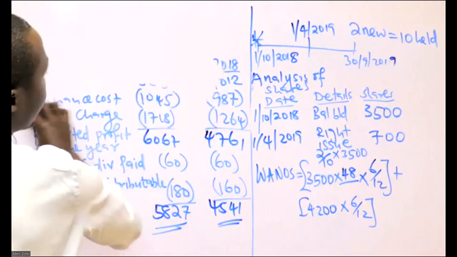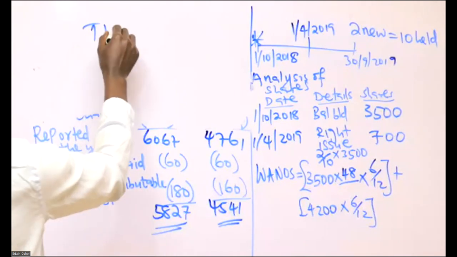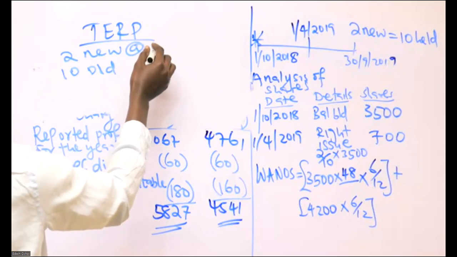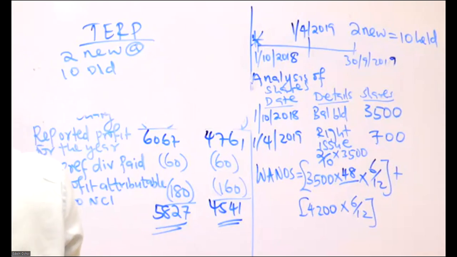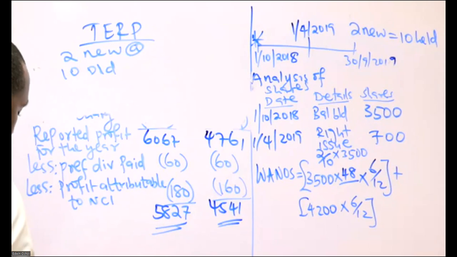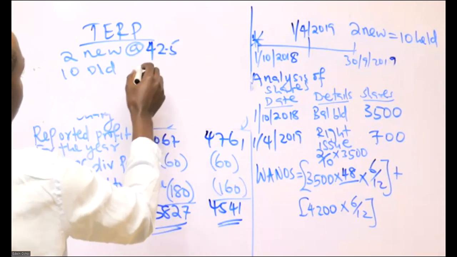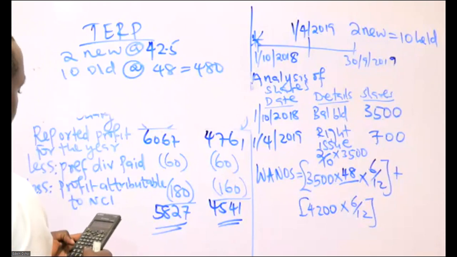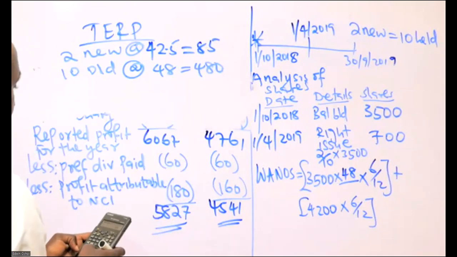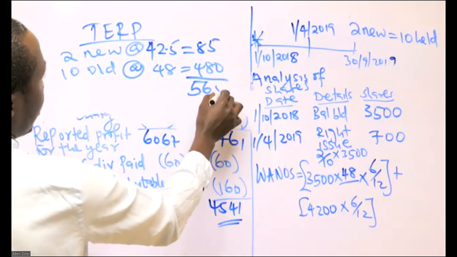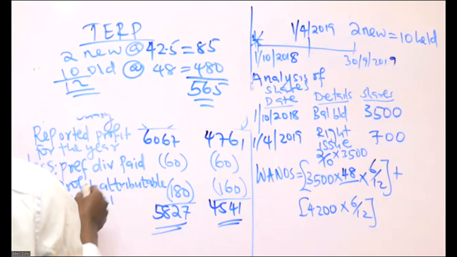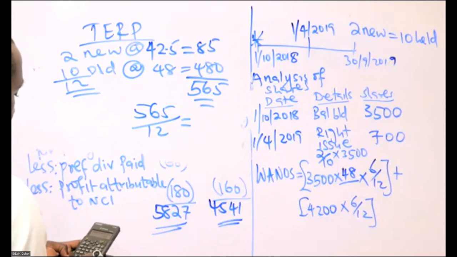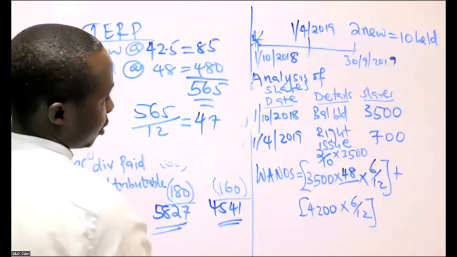What about the theoretical ex-rights price? The TRP, the proportion was 2 new and 10 old. So 2 new at what price? The price of the rights issue, which is lower than the market price, according to note 3, 42.5. And this one is 48. So 42.5 × 2, 85. So 85 plus 480, this is 565. And this is 12. 565 divided by 12 is 47. So that is what you put here.